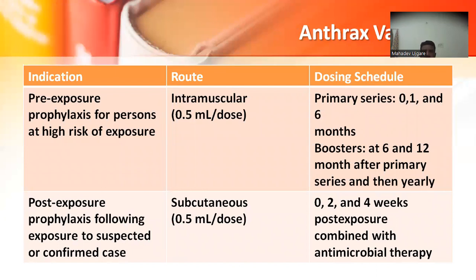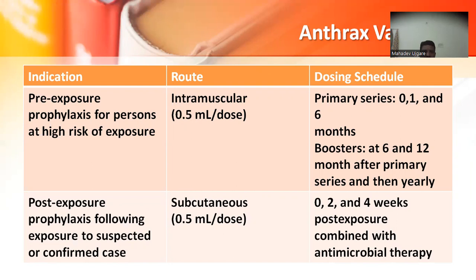Now, the schedule for the anthrax vaccine. Indication: pre-exposure prophylaxis for persons at high risk of exposure. The route is intramuscular and the dose is 0.5 ml. Dosing schedule: primary series at 0, 1 and 6 months. Booster doses at 6 and 12 months after the primary series and then yearly.